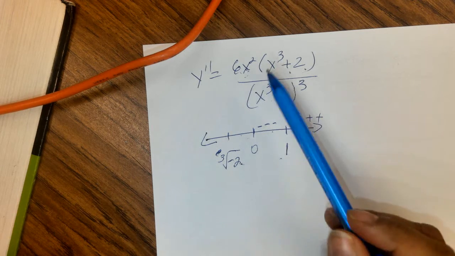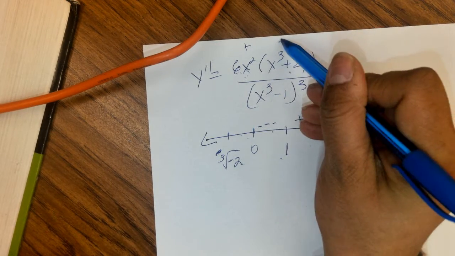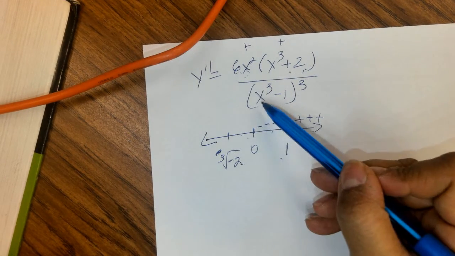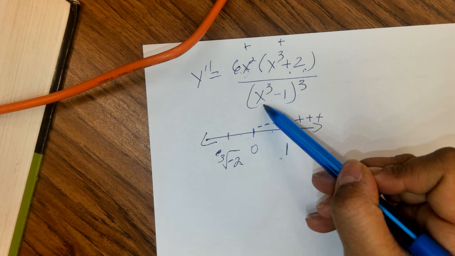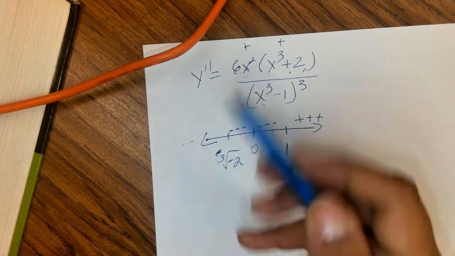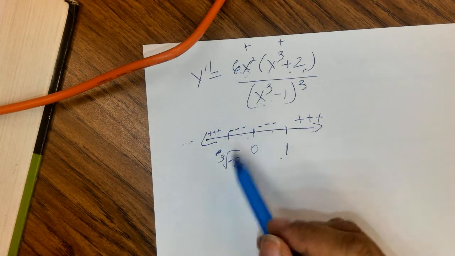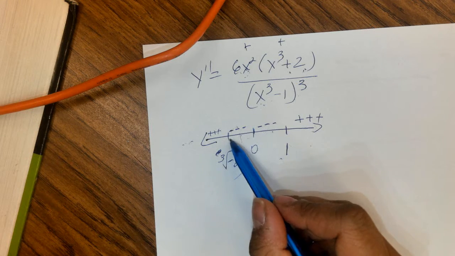If I plug in negative 1, that's positive. If I plug in negative 1, that's positive. If I plug in negative 1, this is negative. And the whole thing ends up being negative. If I plug in like negative 5, the whole thing ends up being positive. Okay, inflection points, you've got 2 of them. One inflection point and another one.